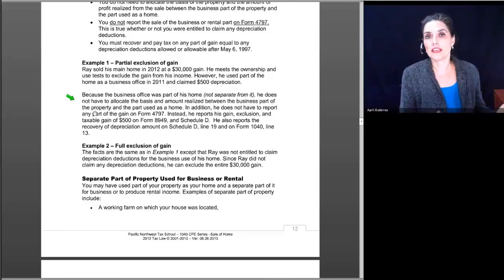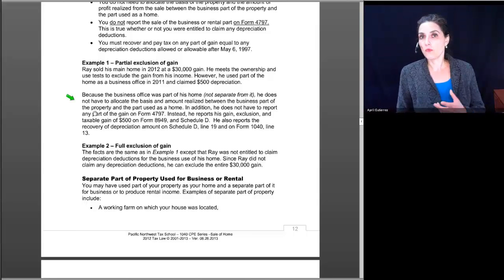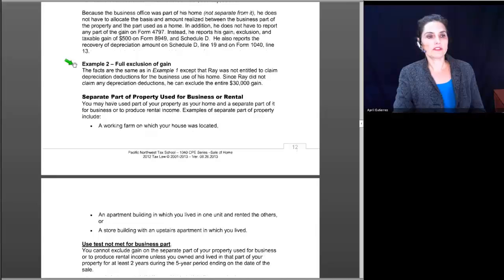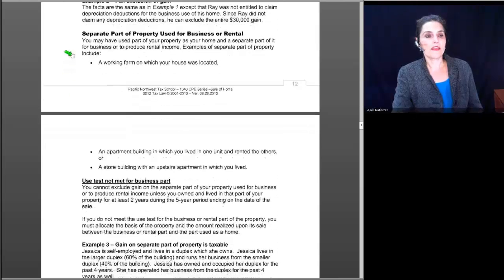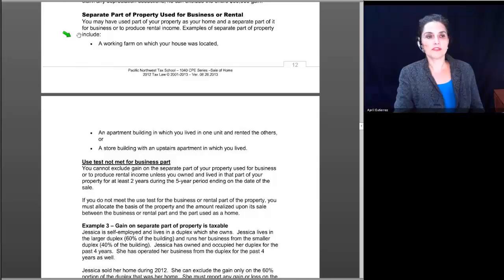He excludes his gain except for the $500 that was for depreciation, and then that $500 becomes taxable income. Example number 2, we have a full exclusion of gain. The facts are the same as in example 1, except that Ray was not entitled to claim any depreciation deductions for the business use of his home, and since he did not claim any depreciation deductions, he can exclude the entire $30,000 gain.